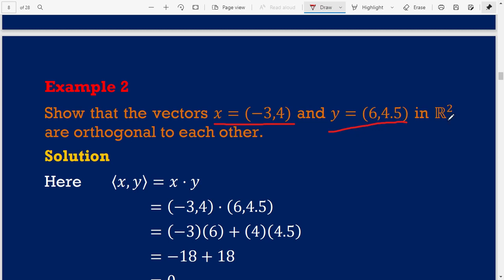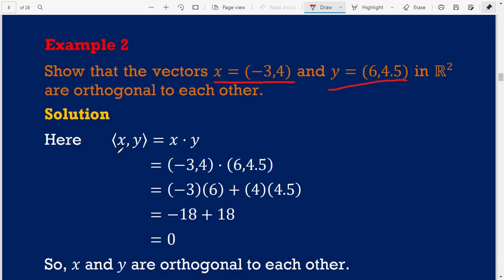In R square, are orthogonal to each other. So solution: inner product x with y is equal to x dot product y. X is equal to minus 3 comma 4, dot product y is equal to 6 comma 4.5.